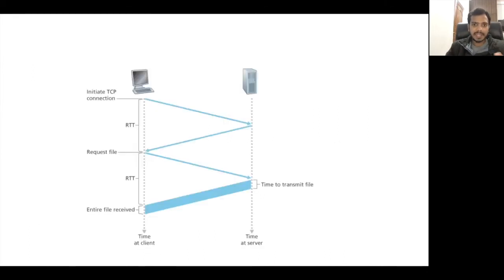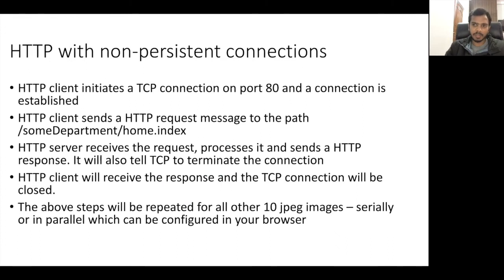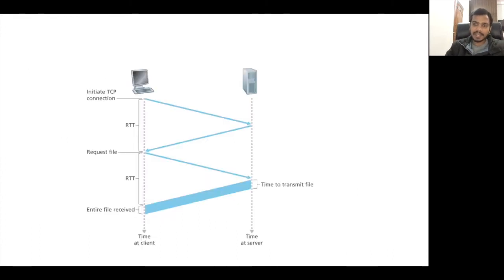So this is the example, a kind of flow chart for this. The first part is initiating the TCP connection. The client is here and it is initiating a TCP connection. And a TCP connection actually includes a three-way handshake. So this is one part of the three-way handshake. And of course, then the server will reply back. So this is the second part of the three-way handshake. The client can send the request for a file, some department home.index, along with the third part of the three-way handshake.